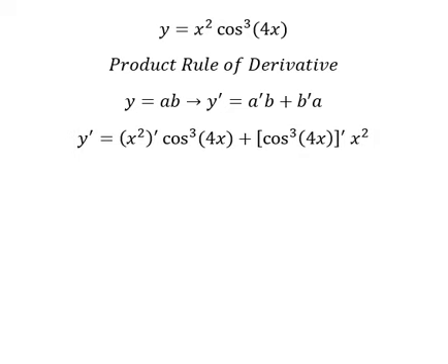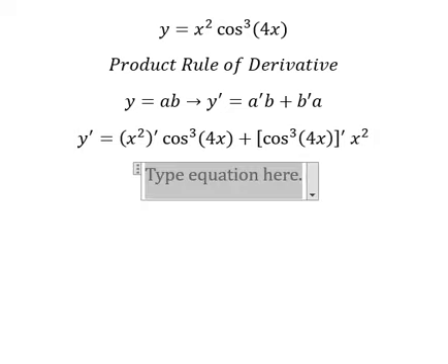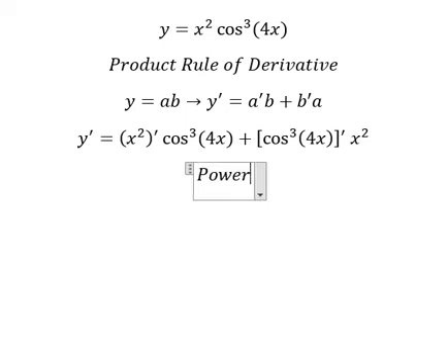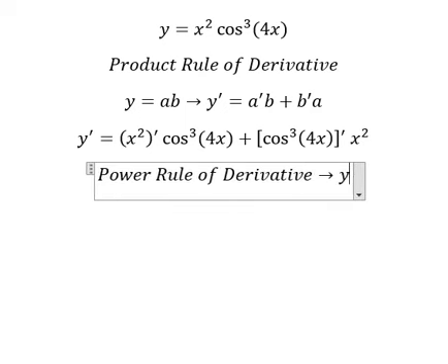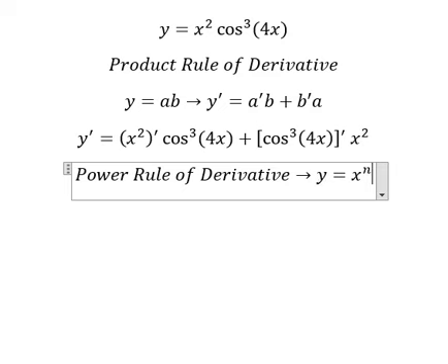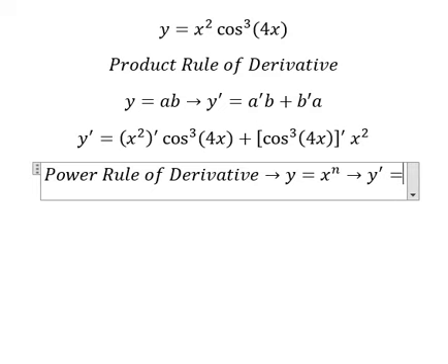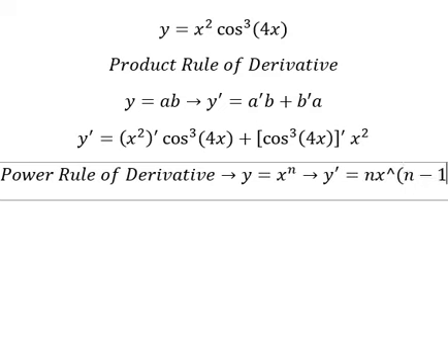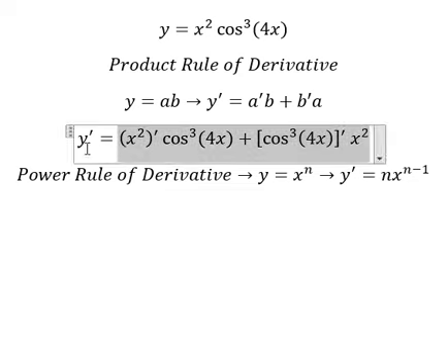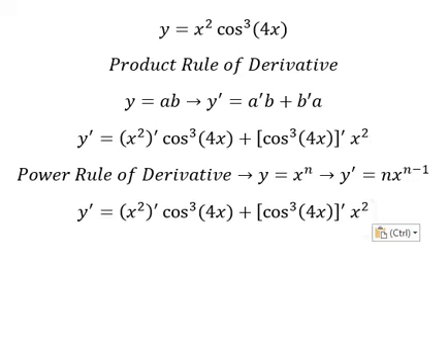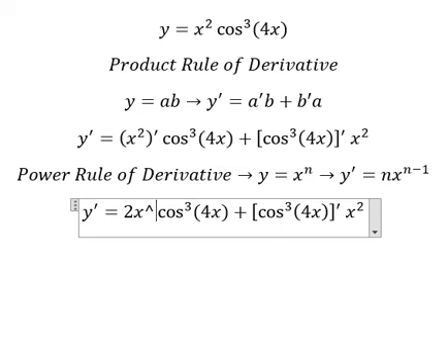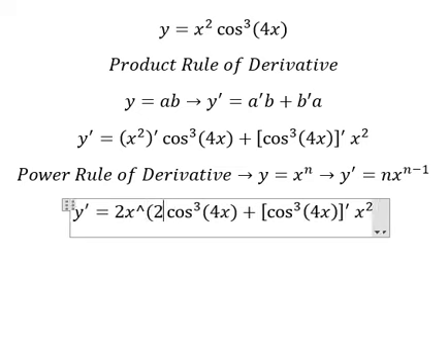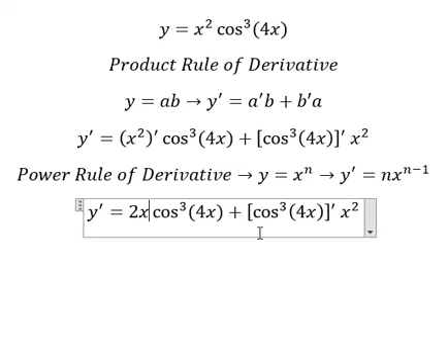So for the next one, we can apply the power rule of the derivative. So that should be like this. So in this one, that is about 2x to the power of 2 minus 1. So you got 2x.